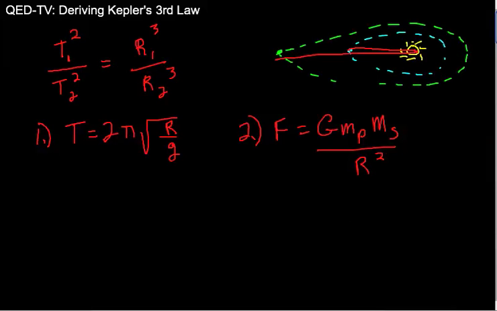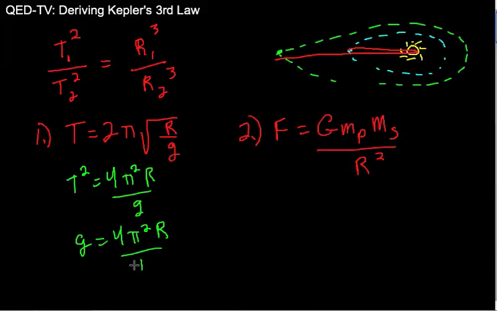So what we're going to do is try to use these two equations to show this ratio is true. On both of these, we're going to solve for gravity. So on this one, if I square both sides, T squared equals 4 pi squared times r over g, I'll get gravity equals 4 pi squared r over the period squared.